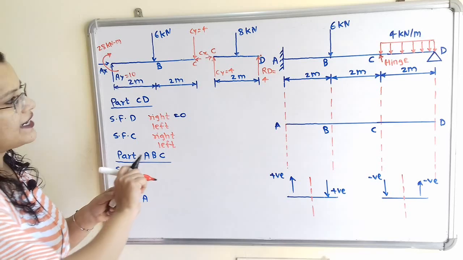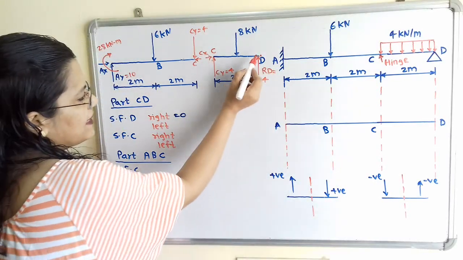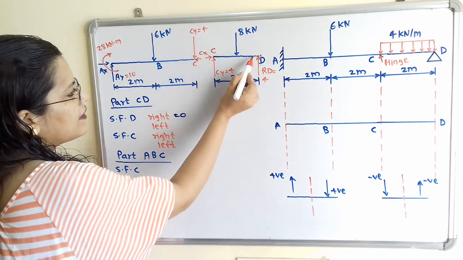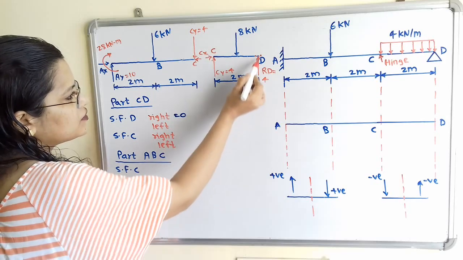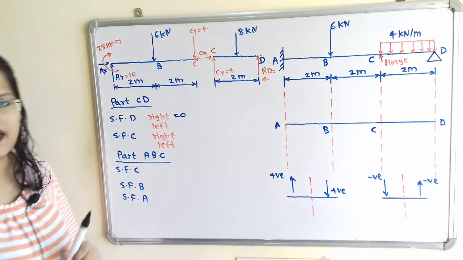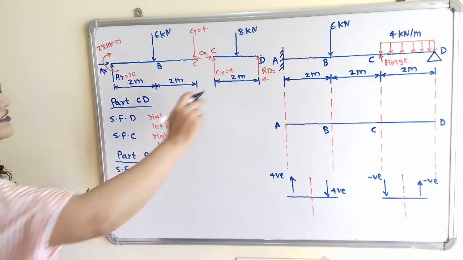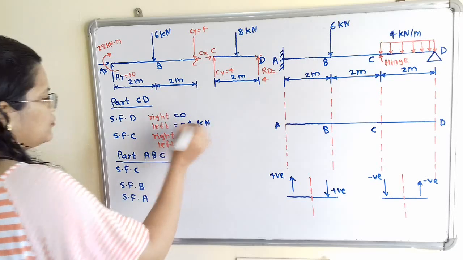Now I will select the left hand side of this D, nearer to this point D. If I select this point, then on right hand side there is the force which is in upward direction. For upward direction use negative sign, and its value is 4. So it is equal to minus 4 kilonewton.